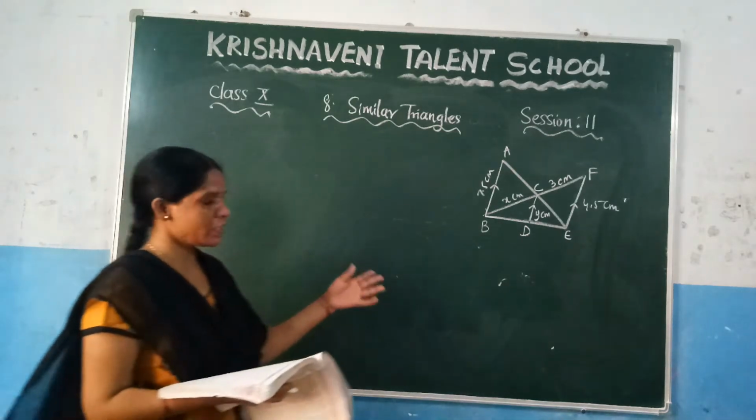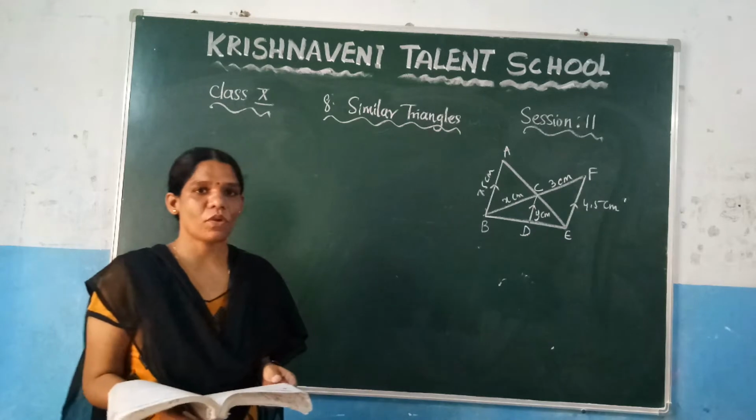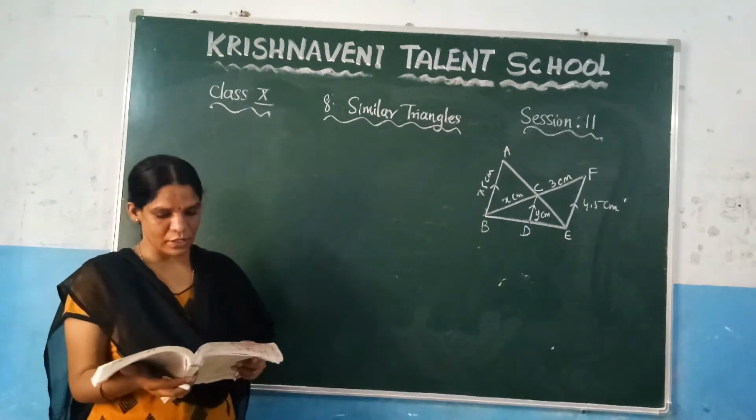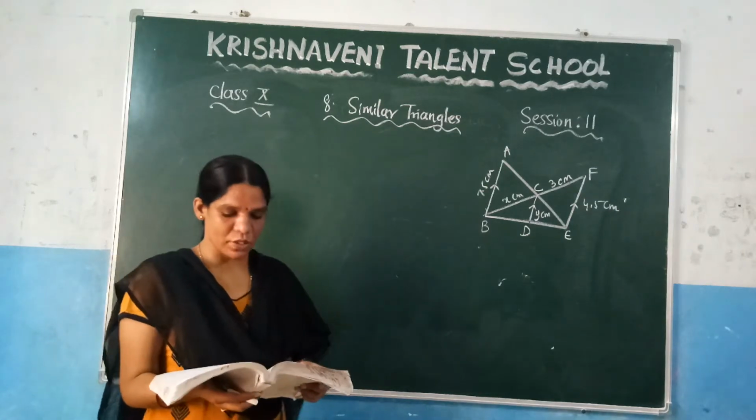We have given here one figure. Based on this figure, you need to find what are the values of the x and y. So see the third question in exercise 8.2. Here what is the question given here?